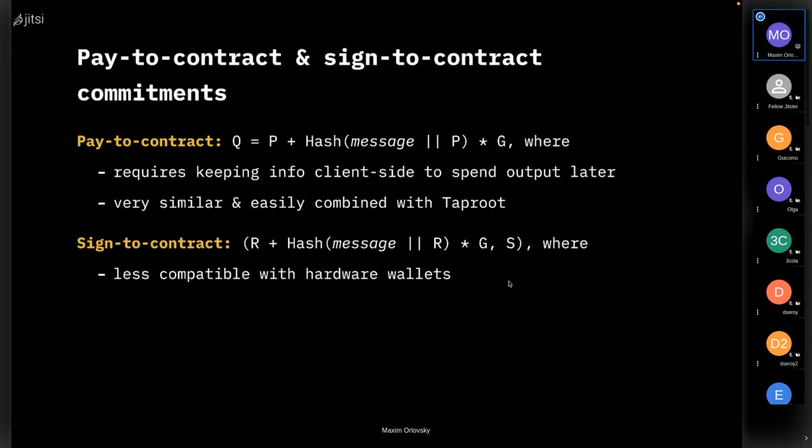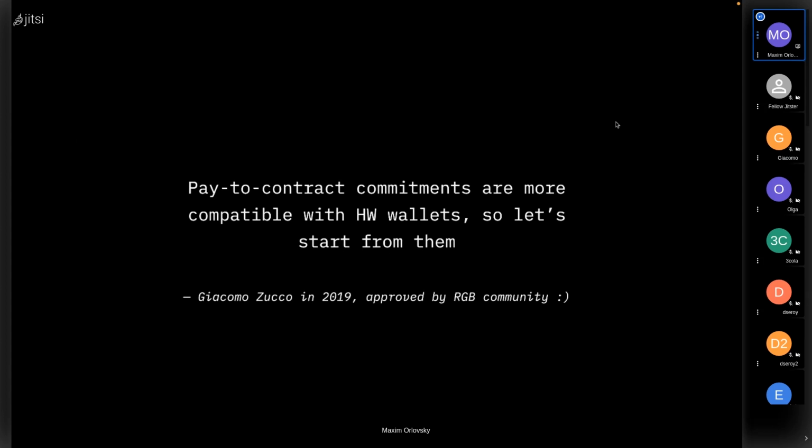Sign-to-contract has a distinct trade-off. First of all, it doesn't require you to keep the data to be able to spend the output later, because there is no output to spend. It goes into the input. So you can decide and create the trick at the moment you spend the single-use seal. However, it is less compatible with hardware wallets. So in our work on RGB and single-use seals, we decided that pay-to-contract commitments are more compatible with hardware wallets, which is important. So let's start from that.